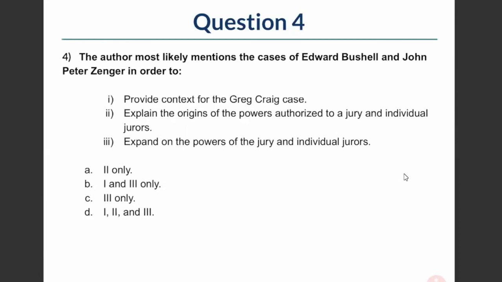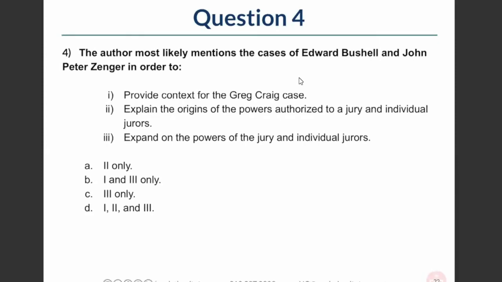And we can take a look back just to refresh where Edward Bushell and John Peter Zenger were mentioned. Here we have the case of Edward Bushell. This was our first example given in paragraph 2. John Peter Zenger was our second example here given in paragraph 3. So these were 2 fundamental examples that the author was citing to build his argument. And like we've been mentioning, as we've answered the past couple questions, the author's whole argument is trying to explain the power of jurors.